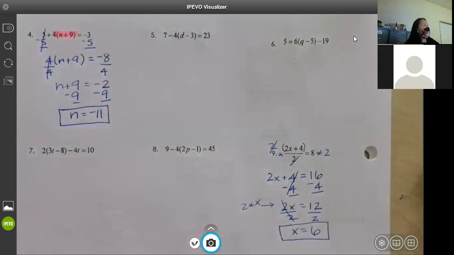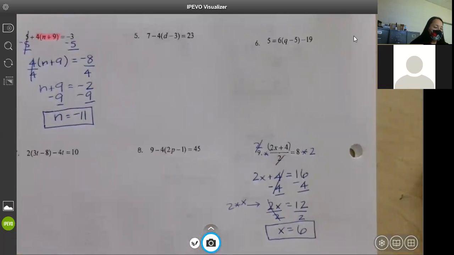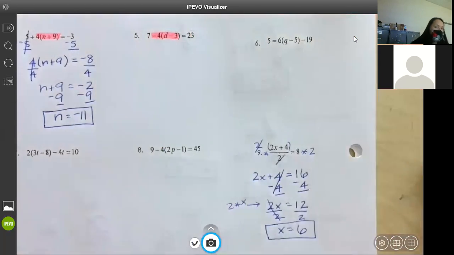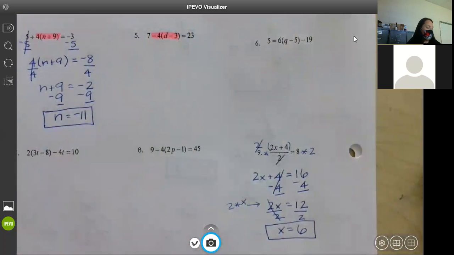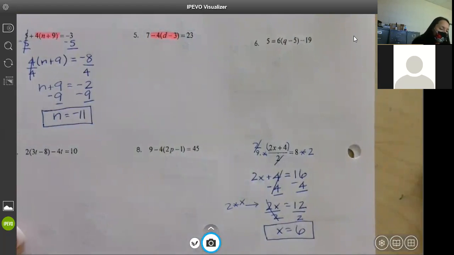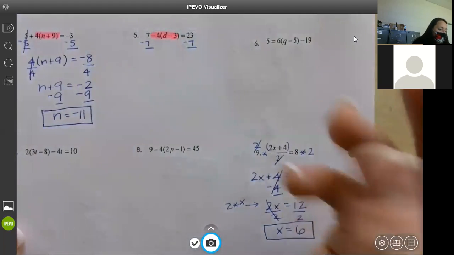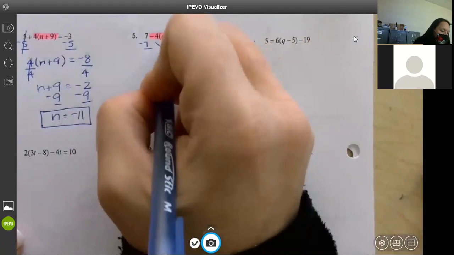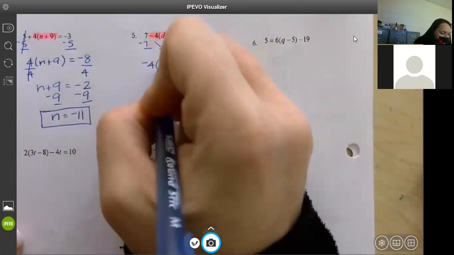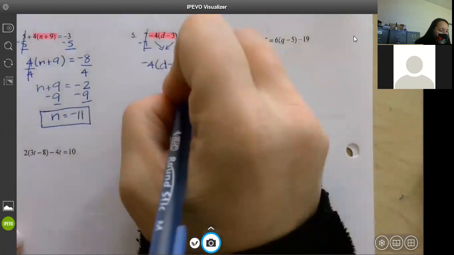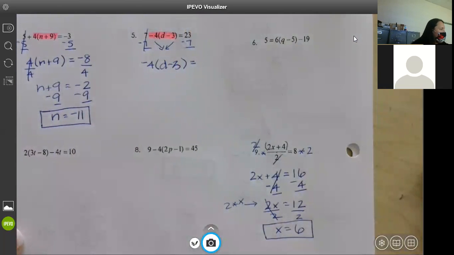All right, everybody okay so far? You good? All right, look at your next one. All of this has to stay together. This -4d minus 3 has to stay together. So what did I not highlight? How do I get rid of a +7? Subtract it. I'm just going to bring all of this down here. So -4d minus 3 in parentheses. What's 23 minus 7?